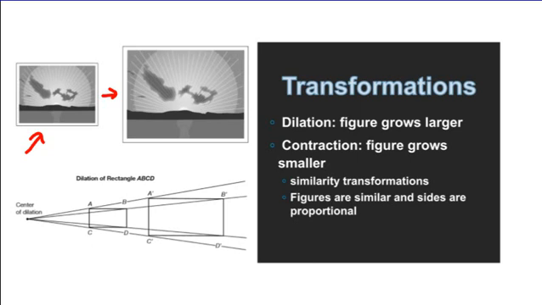Other transformations we'll look at are dilation. On this one, this figure right here is a smaller picture. When you dilate it, it makes it bigger. It just blows up the picture. Everything else would be still proportional. And then we have contraction, where the figure grows smaller. The similarity transformation: the figures are similar and sides are proportional. When you are standing close to something and you take a step back, it's still always the same shape and same size.